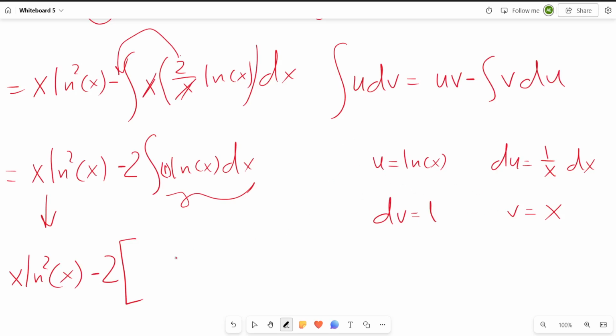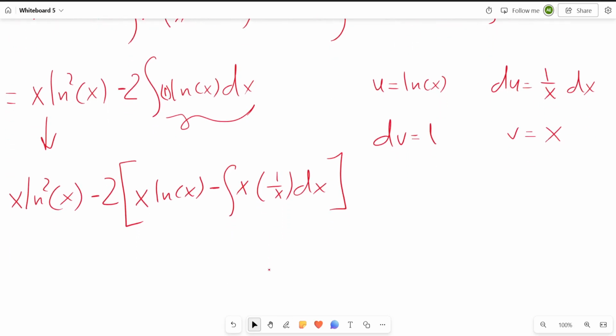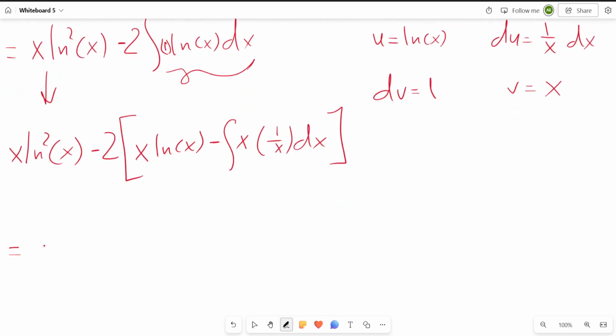So this is equal to uv. u times v is x times ln of x, minus the integration of v du. So v is x, and du is 1 over x dx. So over here, as you can see, we can move forward super easily. I'm going to rewrite this again.